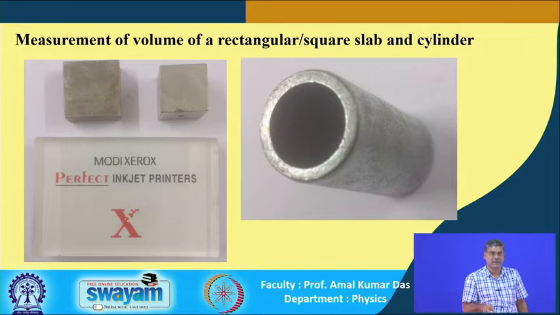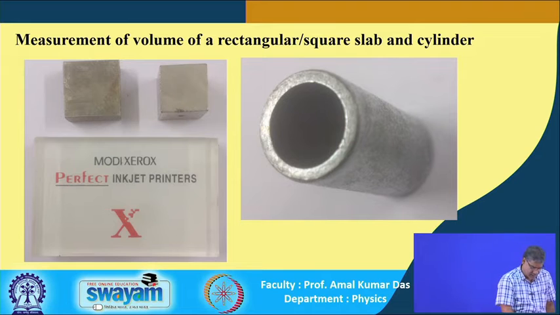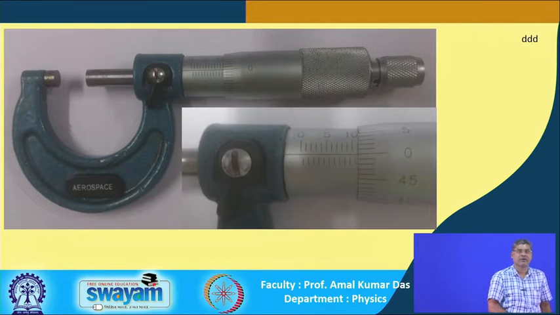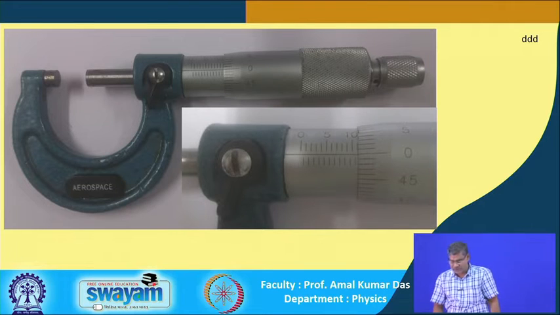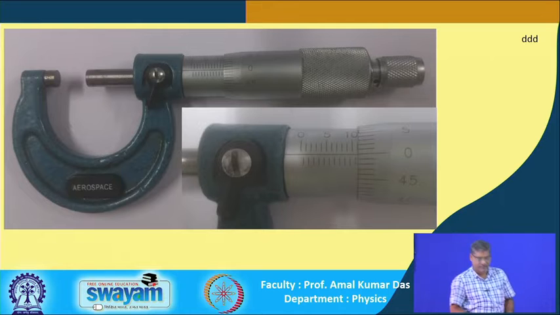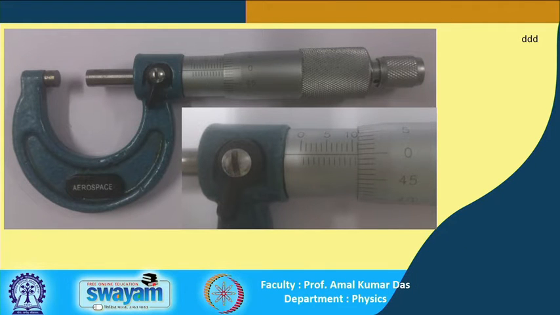Internal volume, external volume. That is possible because you have to measure the radius. From the diameter we can find the radius and then use the formula to measure it. Okay, then next I will go for the screw gauge, another tool for measuring length.